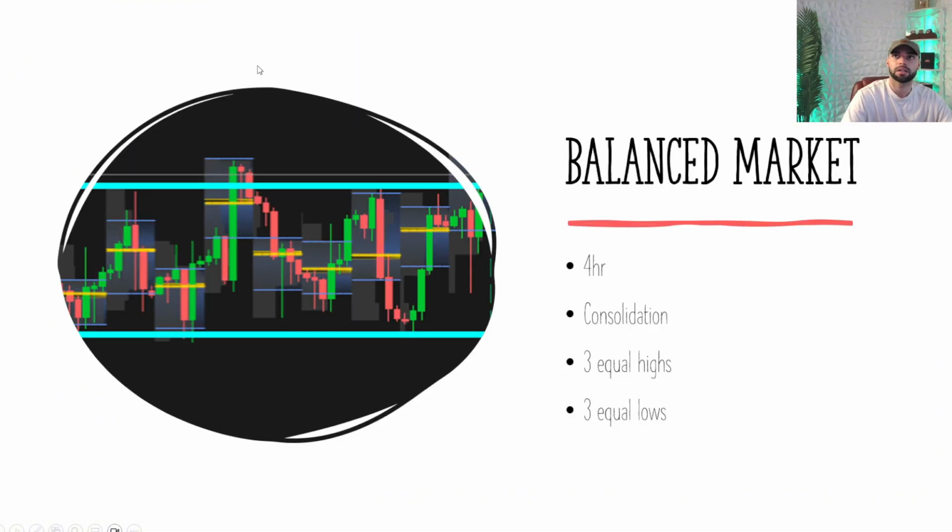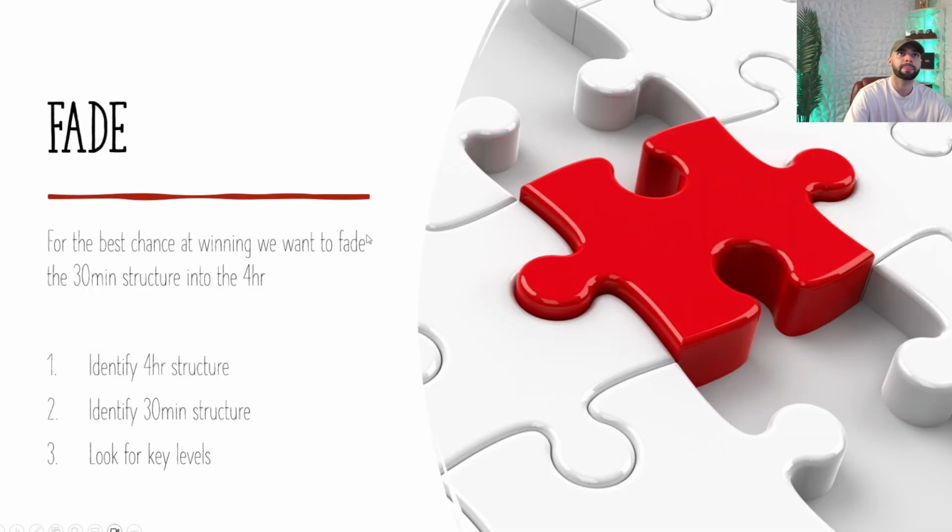So a balanced market will look like this. 3 equal highs, 3 equal lows, 4-hour consolidation. We're in a balanced market. And if we're in a balanced market, I want to play both sides. I want to play longs at the bottom, shorts at the top. Not in between. Don't play in between the range.